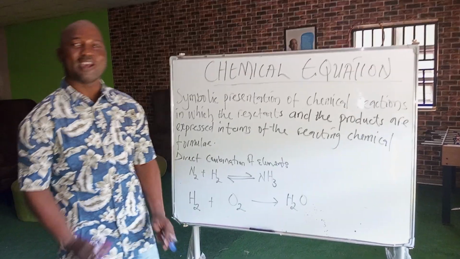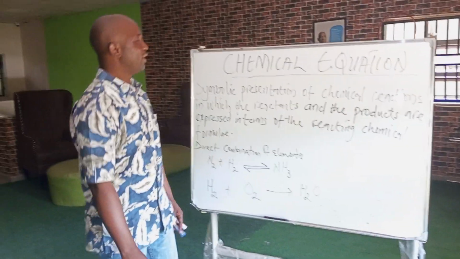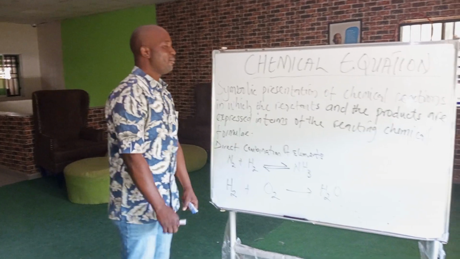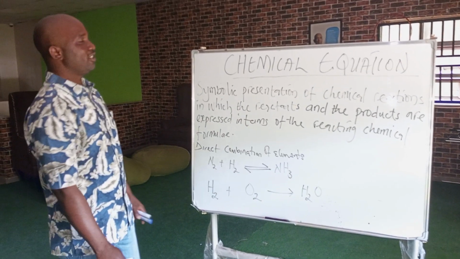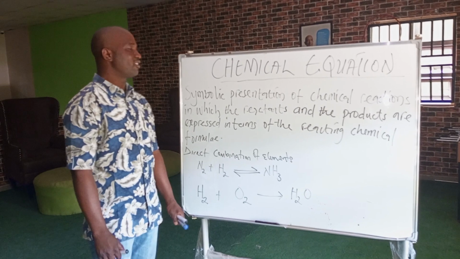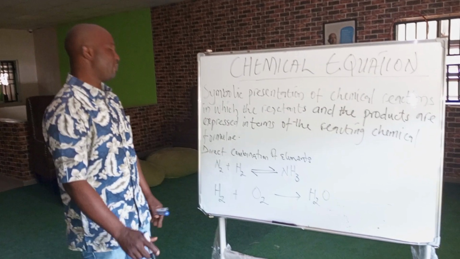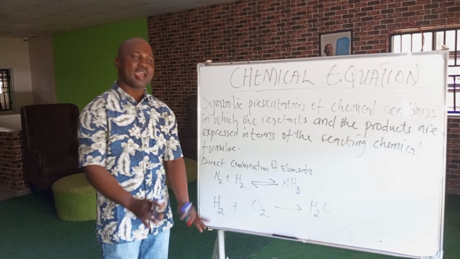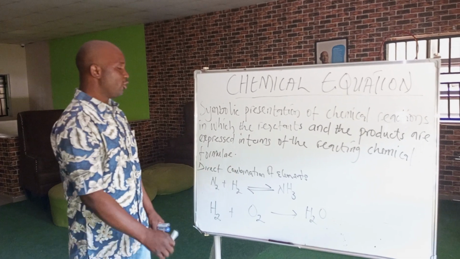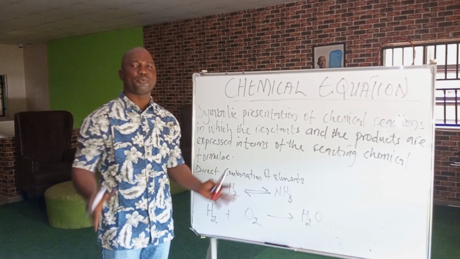This is going to be chemistry at a glance, and today we'll be looking at the chemical equation. The chemical equation is a symbolic representation of a chemical reaction in which reactants and products are expressed in terms of the reacting chemical formulae. Now, when you write a chemical equation, you are trying to summarize a chemical process.